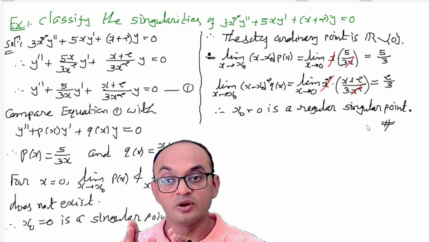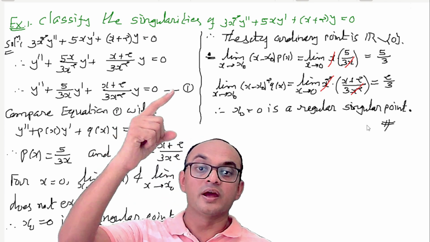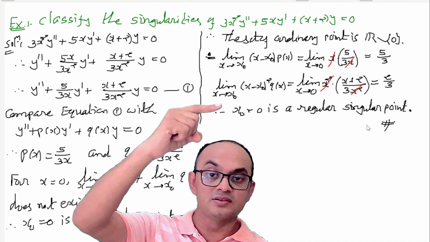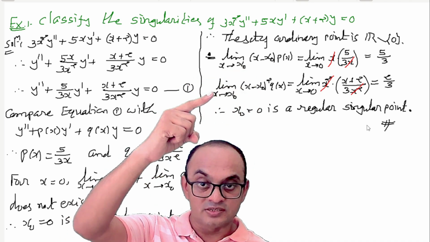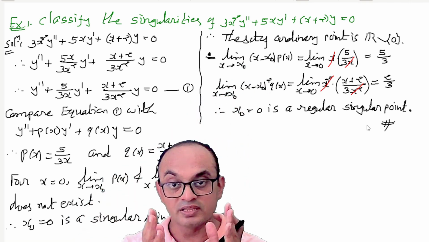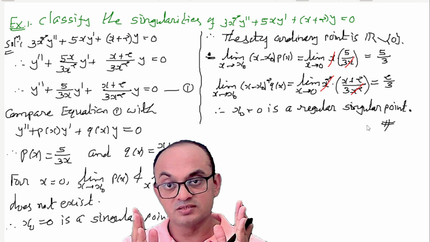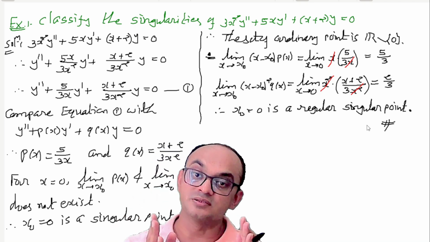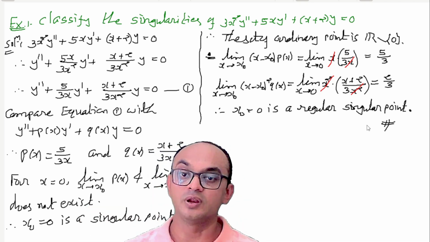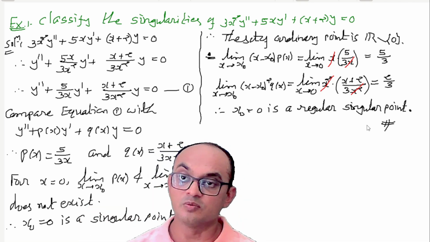Then for the singular points, look at the limit as x tends to x0 of (x minus x0) into p(x), and the limit as x tends to x0 of (x minus x0) squared into q(x). Check the limits. If both limits exist, then the point is a regular singular point. Otherwise, it is an irregular singular point. Let us discuss one more example.